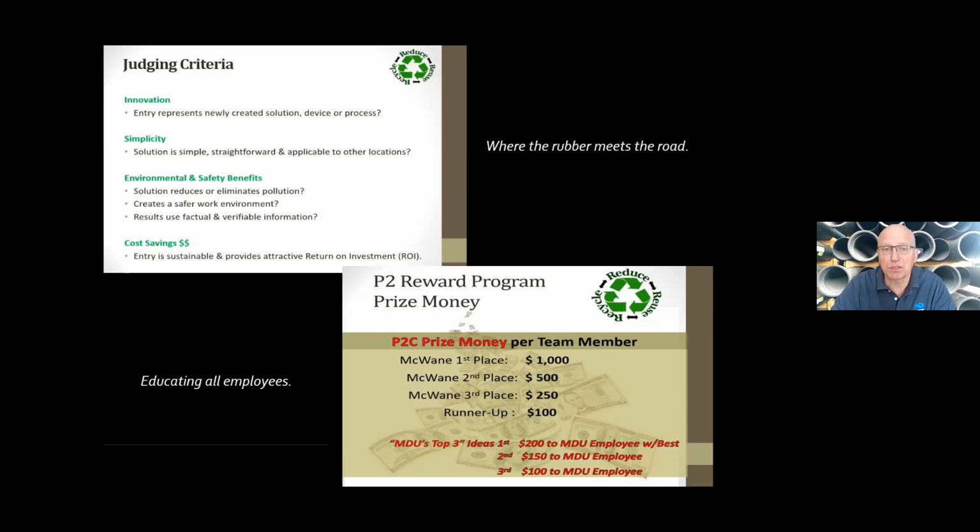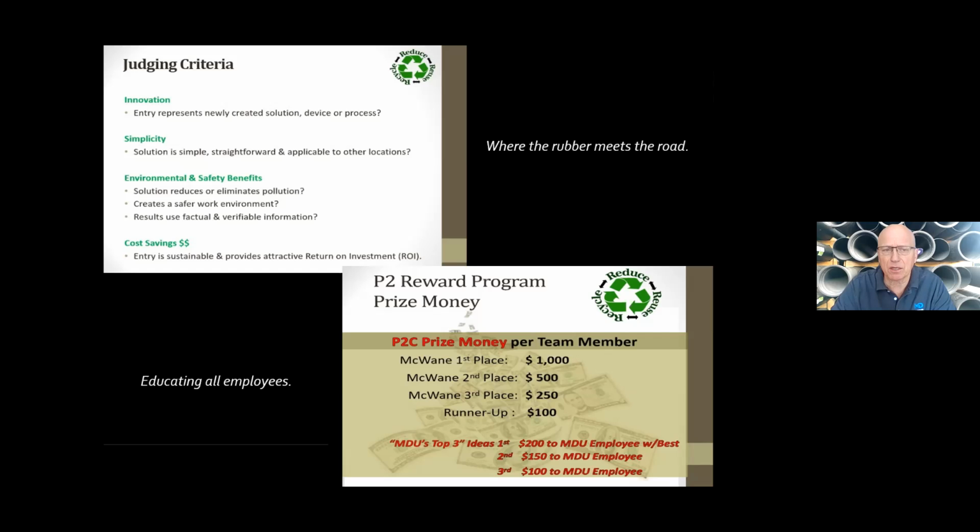As far as environmental and safety benefits, we're looking at a solution that reduces or eliminates pollution. Obviously, that's why it's called pollution prevention or waste minimization. We always want to think about personal safety interactions and how we create a safe work environment at McWane Ductile, Utah. We want to make sure that the results we use are factual and verifiable. We always mention this in at least one of the slides. If it's a finalist and it's a great idea, these are verifiable figures in terms of safety, return on investment, and cost, and how we use it.